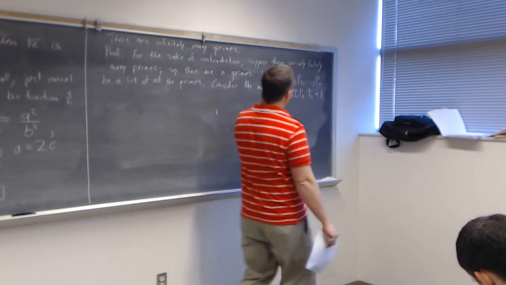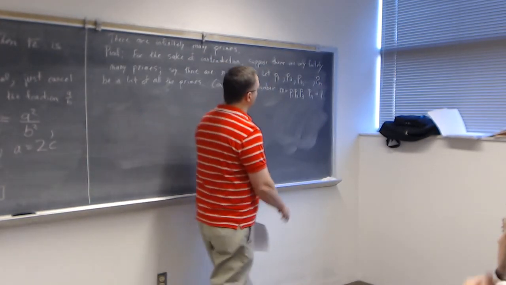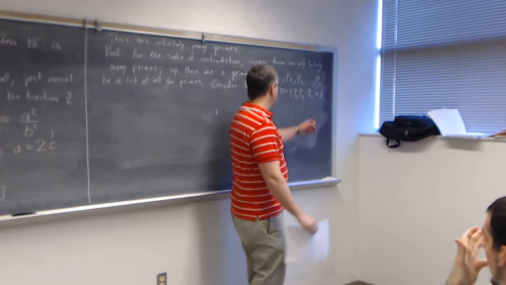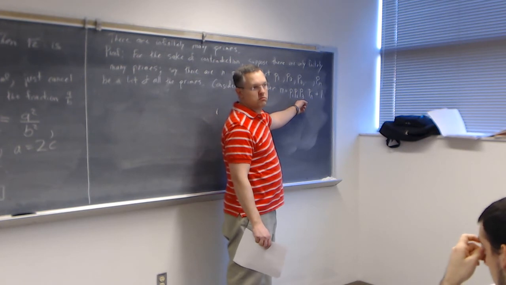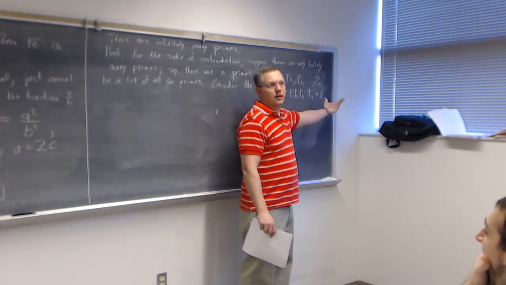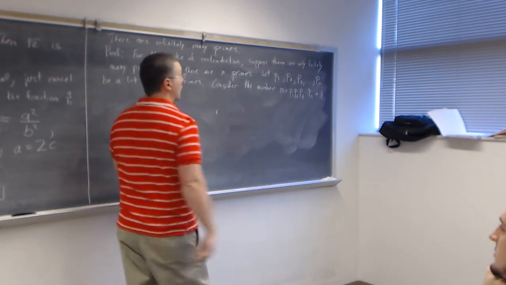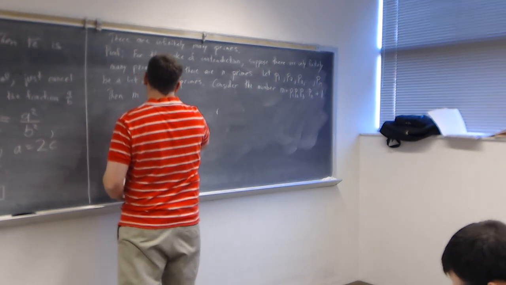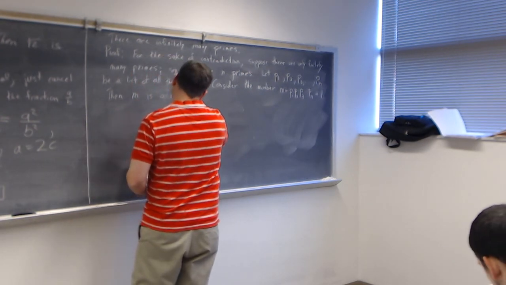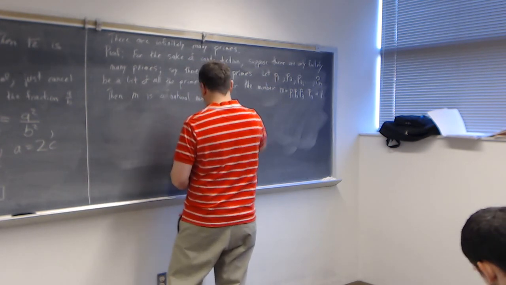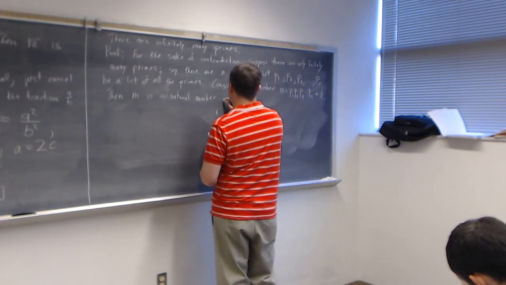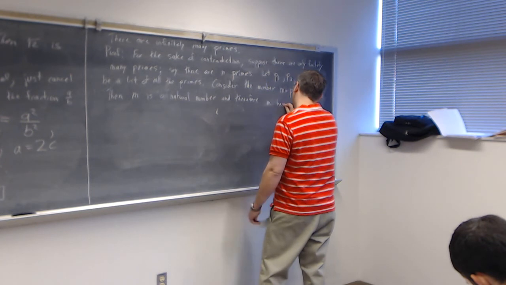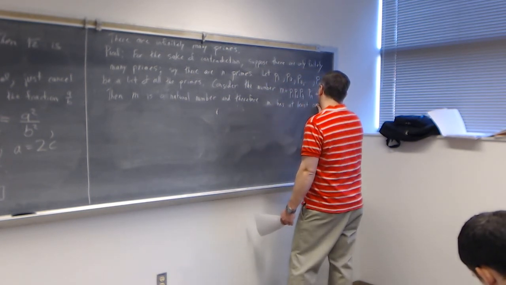There's a little bit of stuff I'm going to assume that I haven't proven, but let's look at this number. Is it clear that this has to be a natural number? Every one of the prime numbers is a natural number. You add 1 to it, you get another natural number. Natural numbers are closed under addition. So m is a natural number, and therefore m has at least one prime divisor.